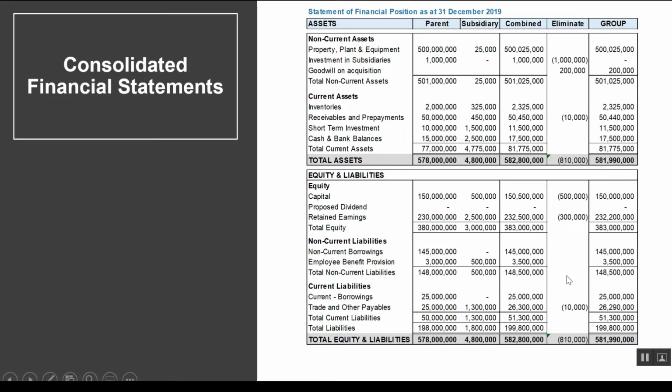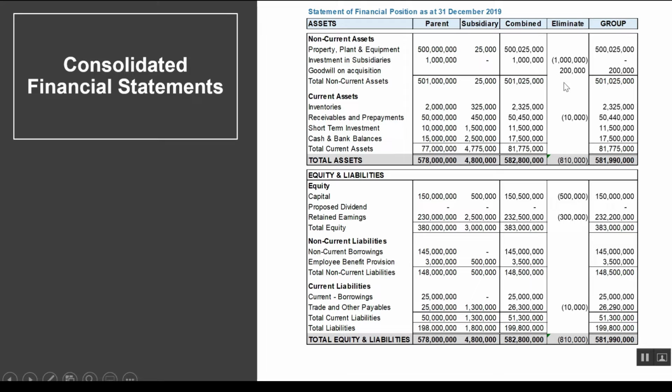Then we need to make certain adjustments to eliminate intercompany transactions and other transactions as well. Then we need to prepare the consolidated financial statement, which is known as the group financial statement. One such adjustment is the goodwill on acquisition. As you can see, the goodwill adjustment has been done in order to arrive at the group financial figures.